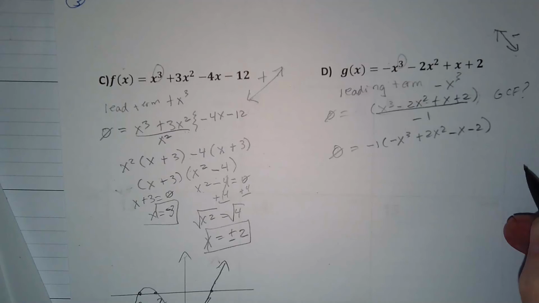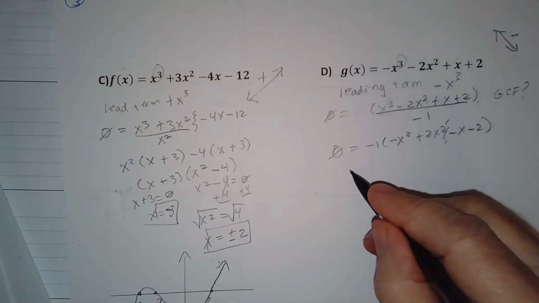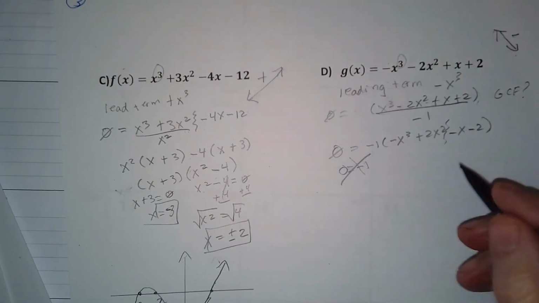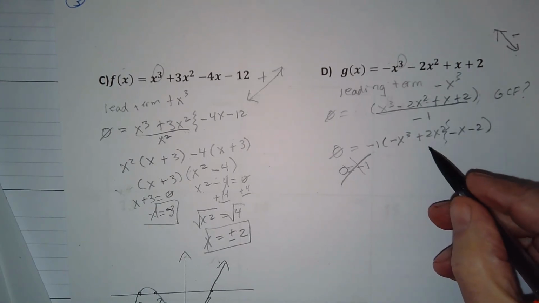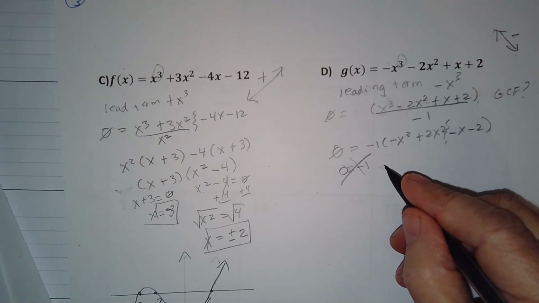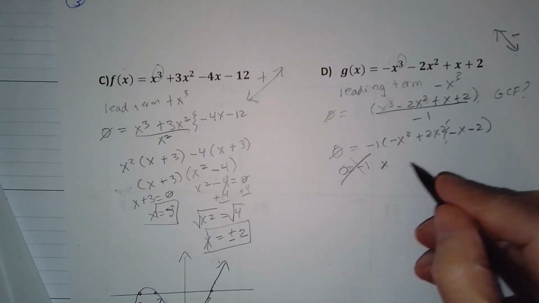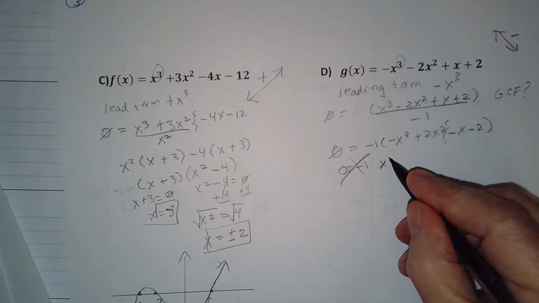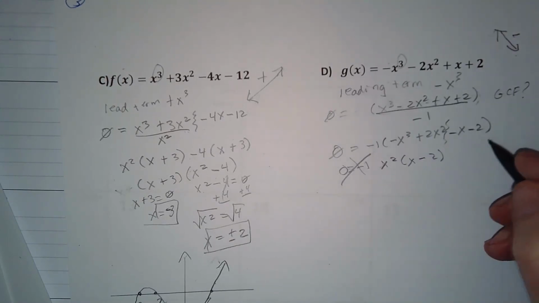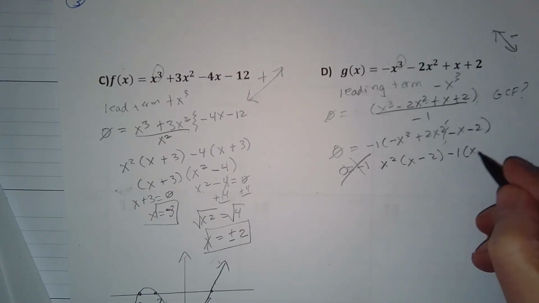All right. Now, there's 4 terms here, so we can divide this in half. First of all, does 0 equal negative 1? No. So that goes away. Then I can factor out of this an x squared, times, and I'm left with x minus 2. And over here, I can divide out a negative 1, and that leaves me with x minus 2.